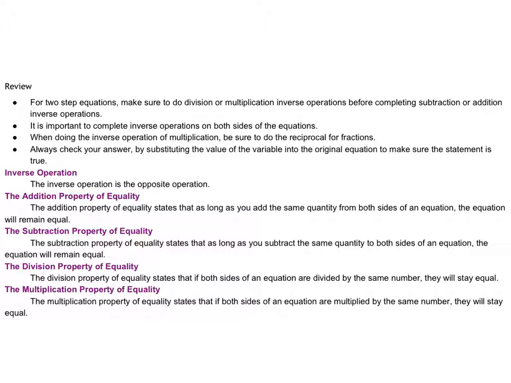The addition property of equality states that as long as you add the same quantity to both sides of the equation, it will remain equal. The subtraction property of equality states that as long as you subtract the same quantity from both sides, the equation will remain equal. The division property of equality states that if both sides of the equation are divided by the same number, they will stay equal, and the multiplication property of equality states that if both sides of an equation are multiplied by the same number, they will stay equal.